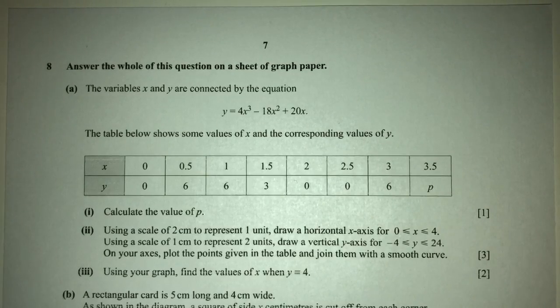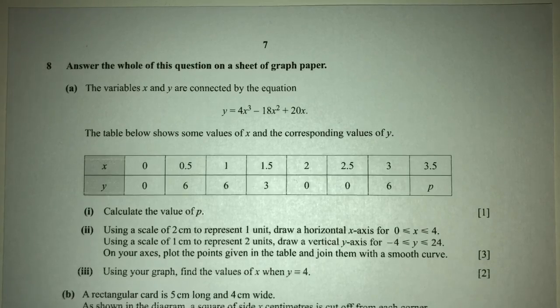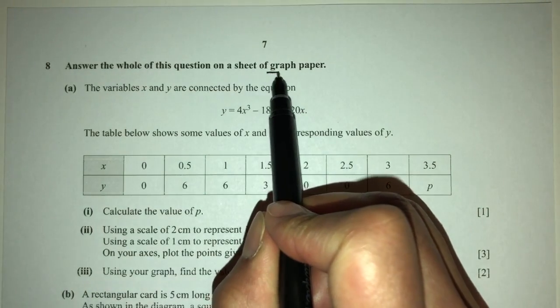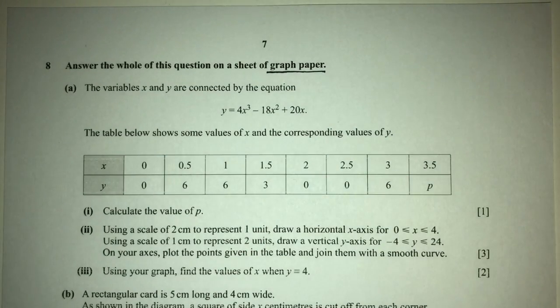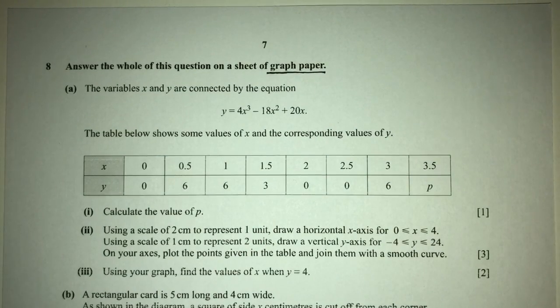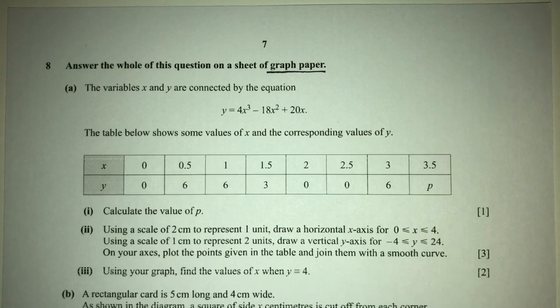Let's move on to question number 8. Answer the whole of this question on a sheet of graph paper. Usually, back in the day, this being an old paper, you used to be given graph paper to do your questions. Now part A: the variables x and y are connected by this equation. So you have been given an equation by which x is connected with y. No big deal.